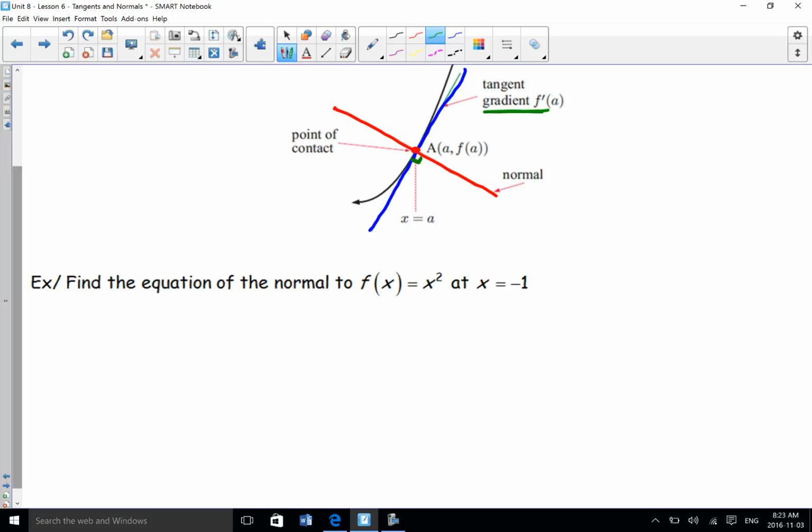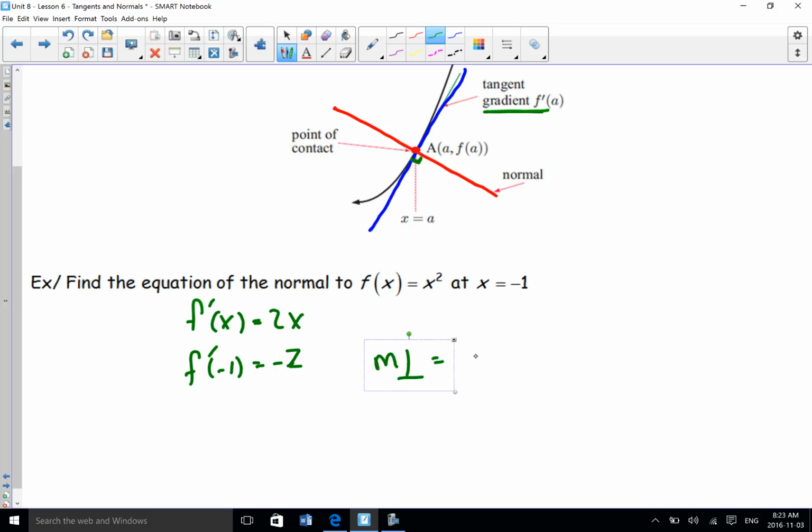Same idea, we're talking about perpendicular lines here. So we found out in the previous screen that our derivative was 2x, and we found that the derivative at negative 1 was negative 2. So for r's, our perpendicular slope would be the negative reciprocal. Right? Flip it over, change its sign.